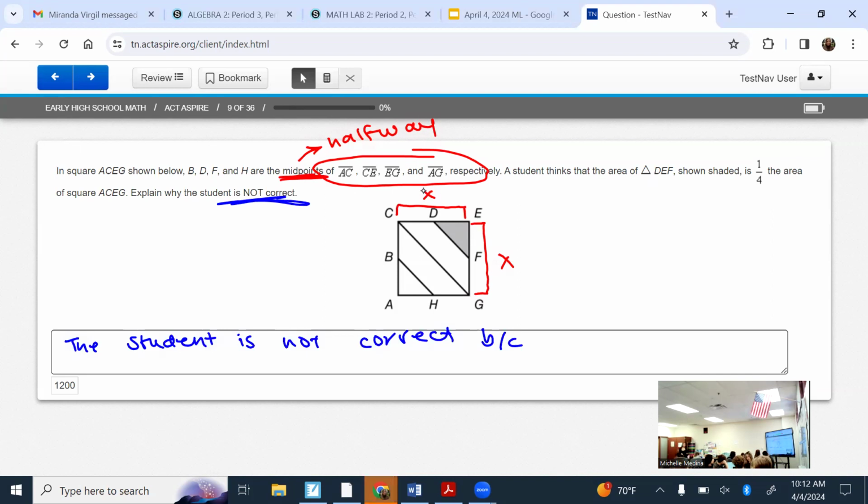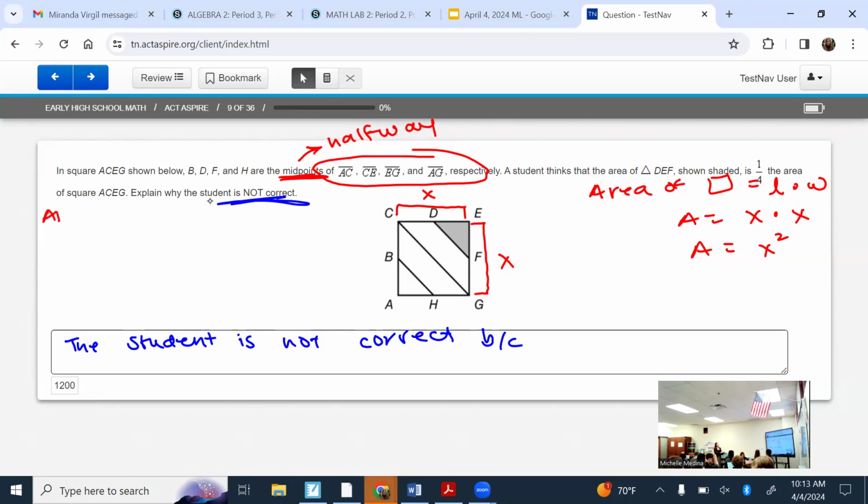It'd be helpful if we knew what the area of the square is, but we know that the formula for area of a square is what? Length times width. And then if we're calling one side X, then the area of this square is X times X, which is X squared. So if we're saying that the triangle area is a fourth of the square, then it would have to be 1/4 times X squared, right? So here's my area of the square.